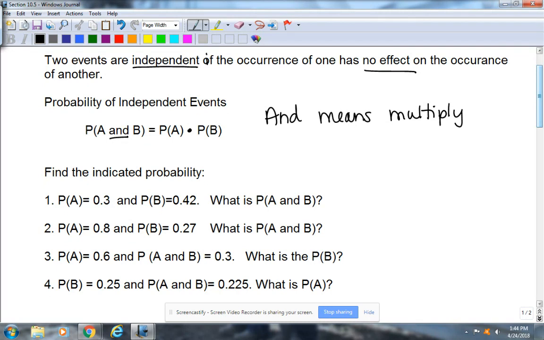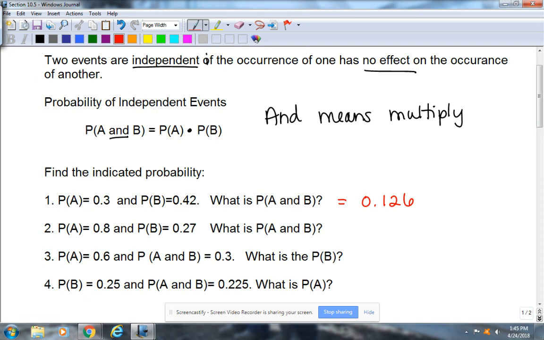It says the probability of event A is 0.3 and the probability of event B is 0.42. What is the probability of A and B? So what are we supposed to do to find the probability of both of them? Multiply. So that's all we'll do. We're going to say 0.3 times 0.42. Don't round it. Just tell me what it is. 0.126. Did everybody get that?